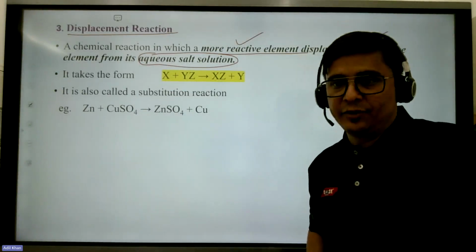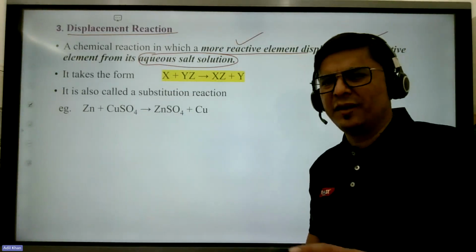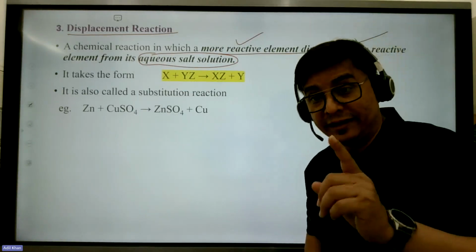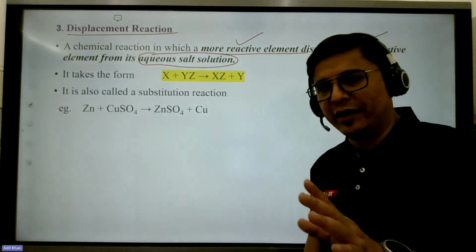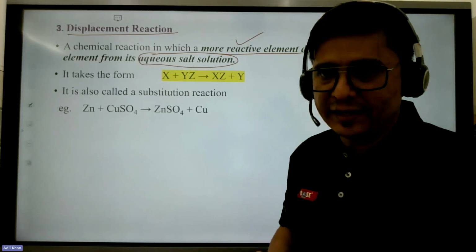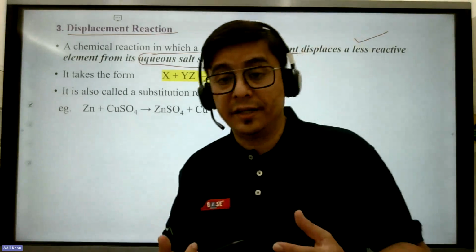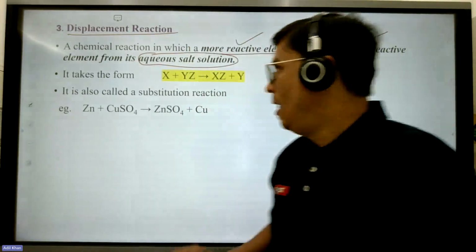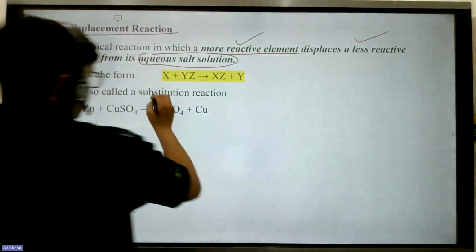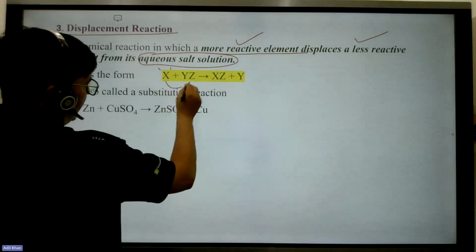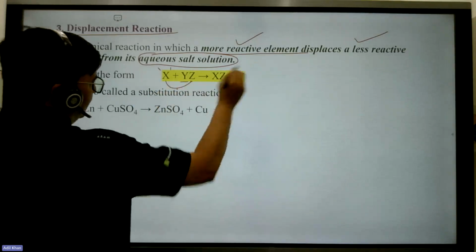If you take 10 individuals in India of age group 16 to 18, 7 to 8 of them will like tomato ketchup, only 2 will like the vinegar flavor. So if 8 of them like the tomato ketchup, it means they are more reactive towards it compared to the vinegar part. Suppose my X is more reactive. So my X will go and react with Z and Y will come out.